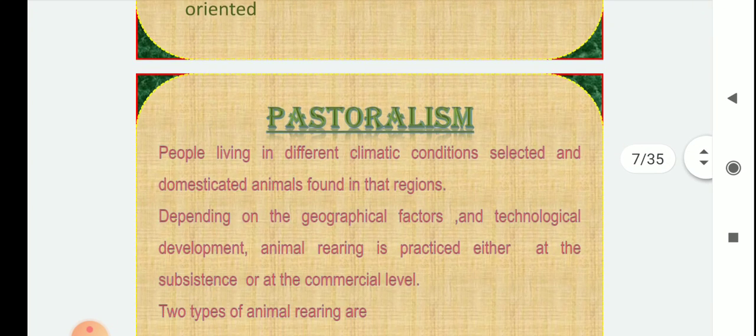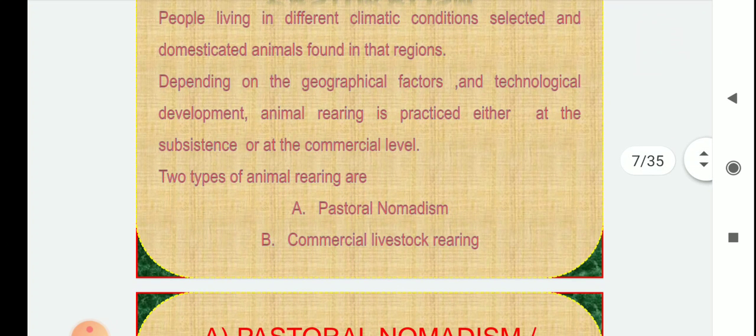So next, students, is pastoralism. What is pastoralism? People living in different climatic conditions, herders, depend on animals for food, transport, and shelter. They keep on moving from one place to another along with their animals. Depending on geographical factors and technological development, animal rearing is practiced either at the subsistence or the commercial level. So two types of animal rearing are here: one is pastoral nomadism, second is commercial livestock rearing.